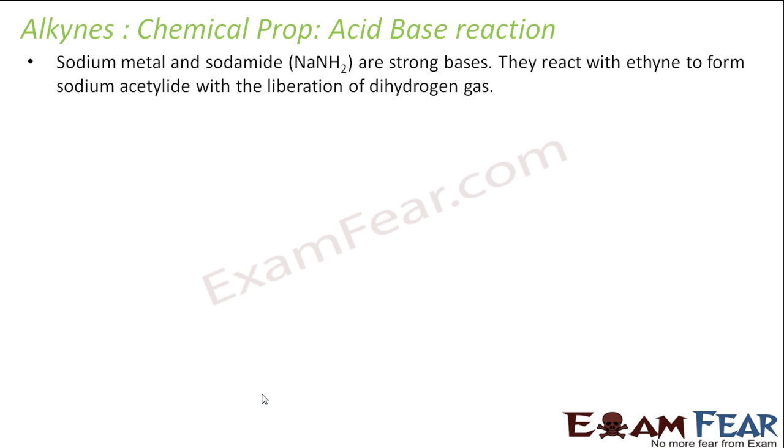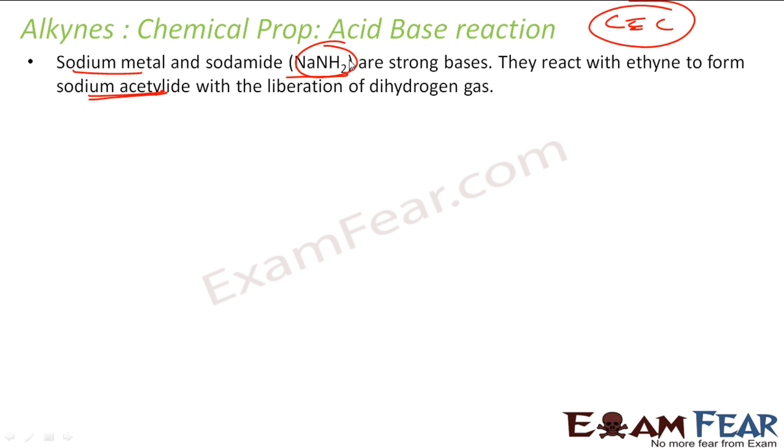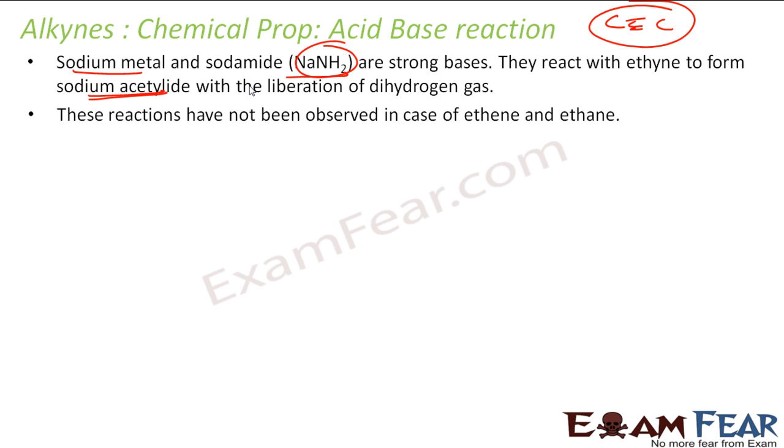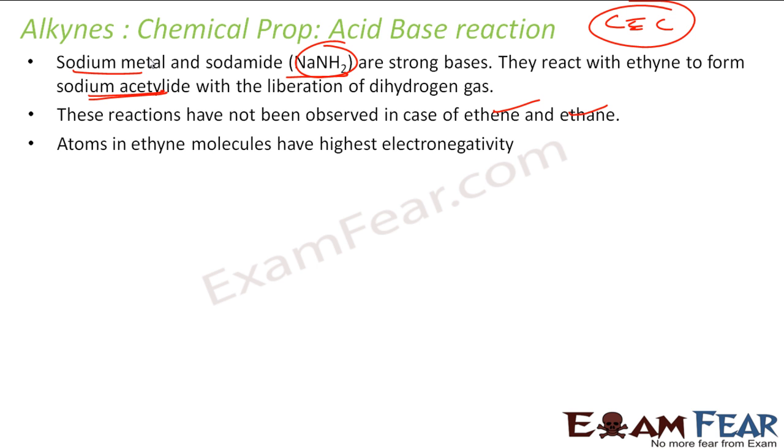So let's talk about acid-base reaction. As I told, these alkynes are acidic in nature, right? So they react with sodium metal and sodamide because they are strong bases. These react with ethyne to form sodium acetylide, and it liberates hydrogen gas. And these reactions are not observed in the case of ethene and ethane. So you can say that ethyne is acidic. The terminal carbon atoms in the ethyne molecule have the highest electronegativity. I have discussed why, because they are all sp hybridized.